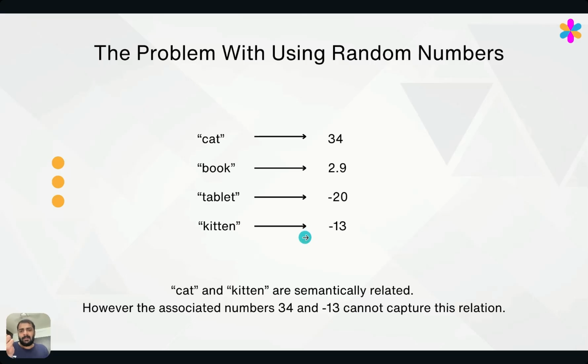One of the major problems with that is that, let's say you have two words, cat and kitten. These words are semantically related. But if you randomly assign token IDs or numbers to these words, that semantic relation, that meaning between these words, is not captured at all. Because let's say the token ID for cat is 34, and the number associated with kitten is minus 13. We are nowhere encoding this information, right? That cat and kitten are actually related to each other.